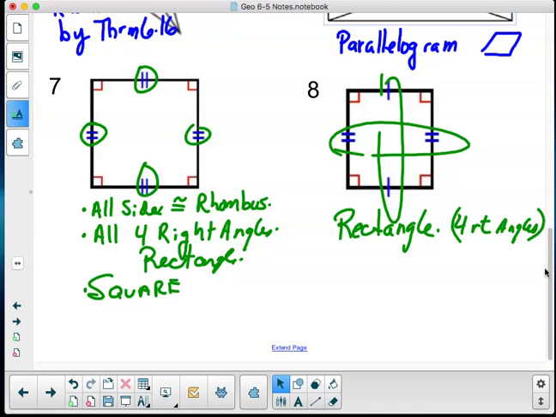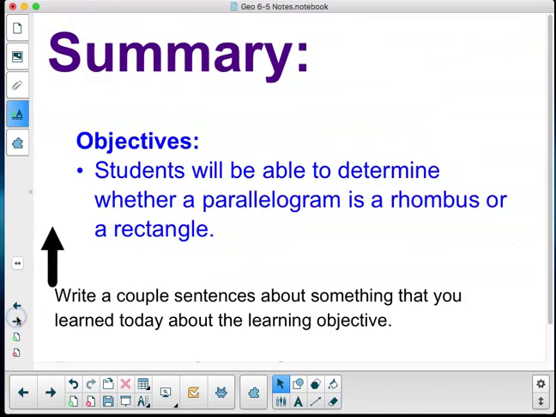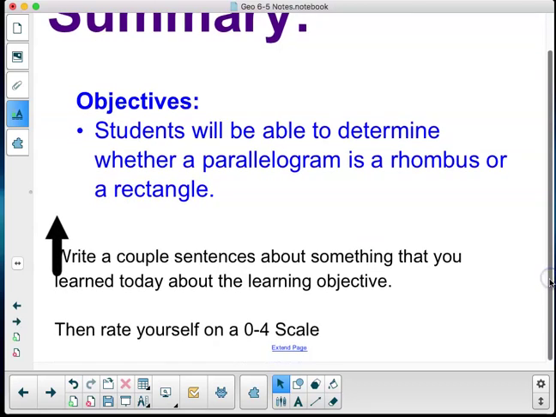All right, I hope these things are going well for you. Okay, let's talk about our summary. Our objective today, students will be able to determine whether a parallelogram is a rhombus or a rectangle. Okay, you're supposed to write a couple sentences about something that you learned today and about the learning objective, then rate yourself on a 0 to 4. Now, after you do that, let's check this out.